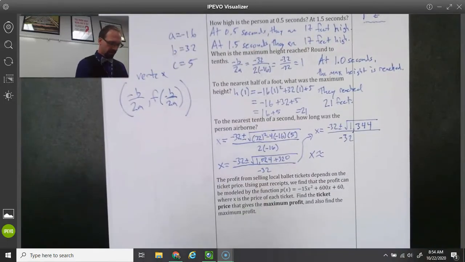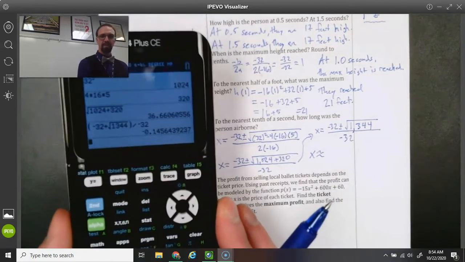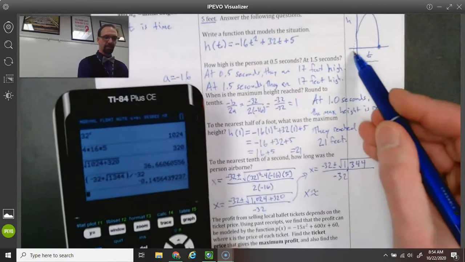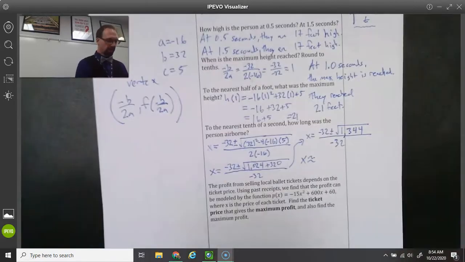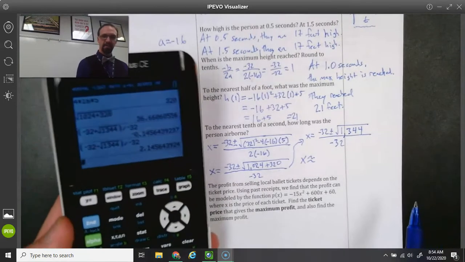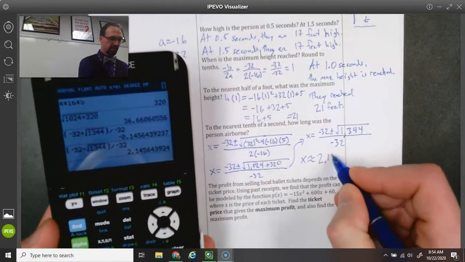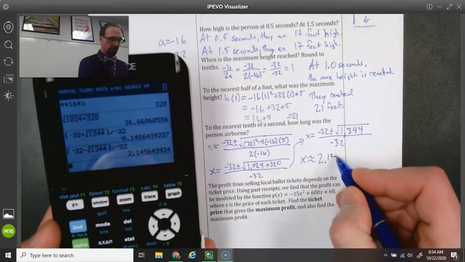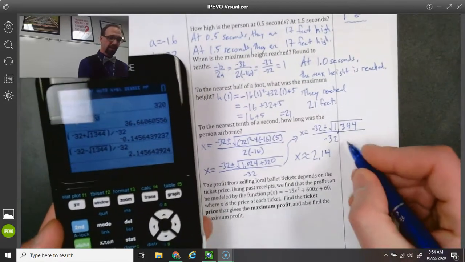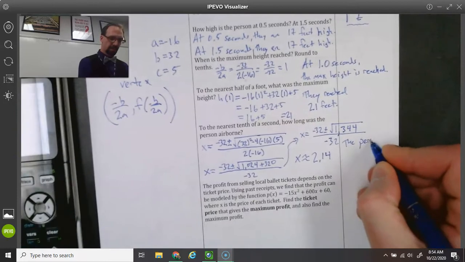So I'm going to do negative 32 plus square root of 1,344 divided by negative 32. I put in the plus, and I want to show that this is not the correct answer. This is the negative one, the one that's over on this side. So what I want, in fact, is the minus. So this tells me how long the person is in the air. x is approximately 2.14. So the nearest tenth of a second is about 2.1 seconds. So the person is airborne.